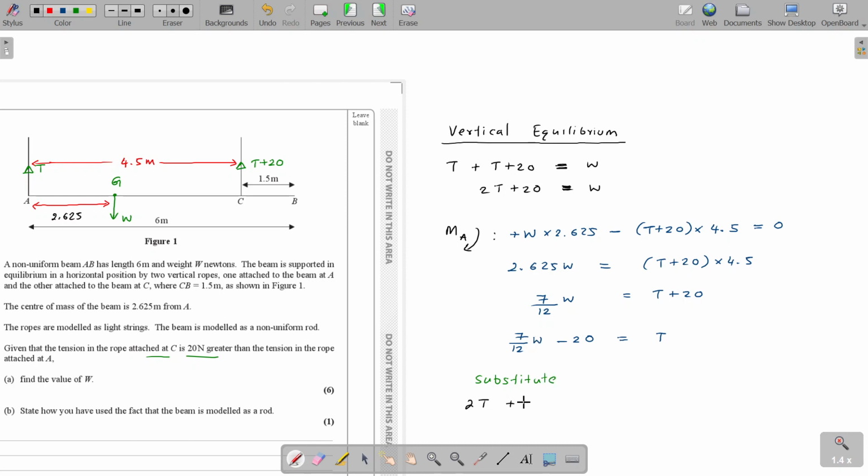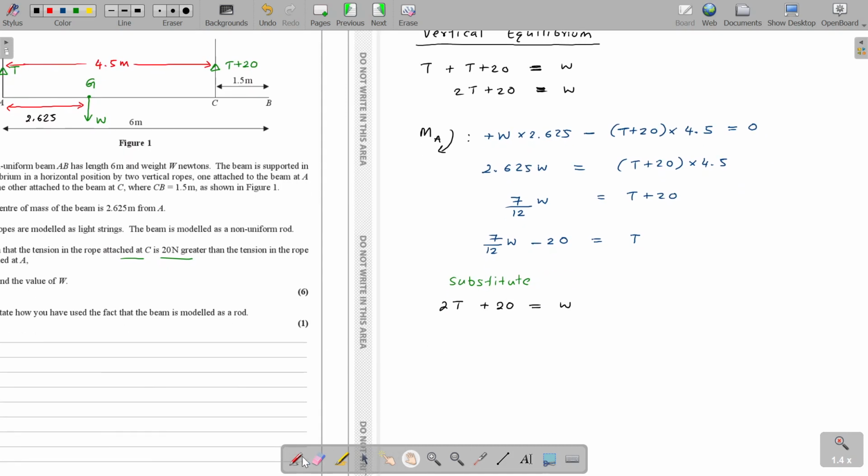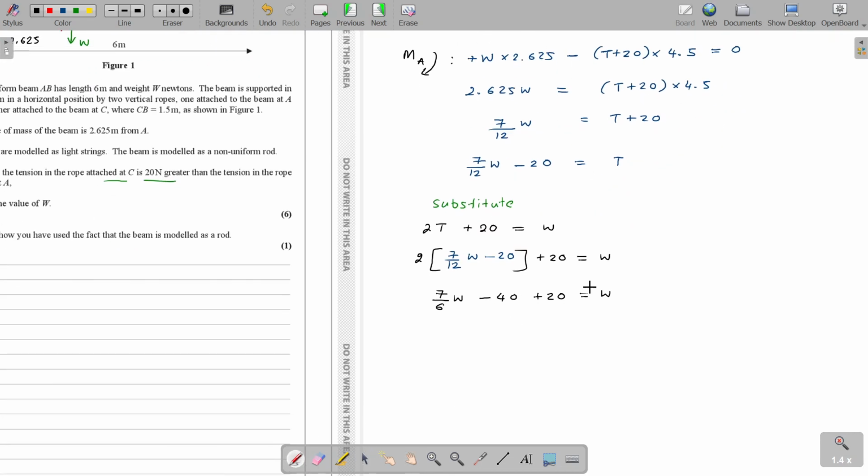So 2T plus 20 equals W. So 2 times T is 7 over 12 W minus 20, plus 20 equals W. So open the bracket. 2 into 7 over 12 is 7 over 6 W, right? Minus 40 plus 20 equals W. So how much do we get here? Take the W terms to one side. So 7 over 6 W minus 20 equals W, right? So I'll bring the W term over here and I'll bring the minus 20 to the other side, making W the subject. I'll bring all the W terms to one side.